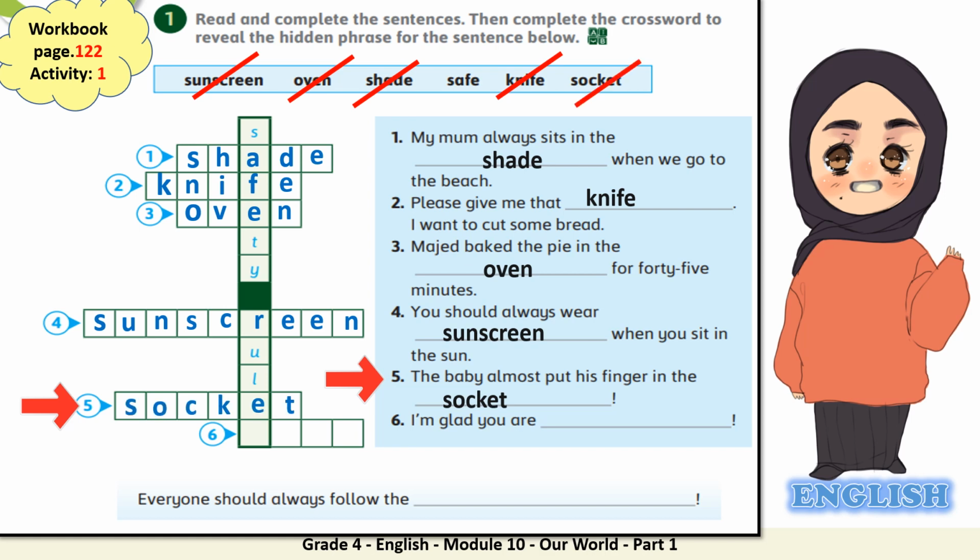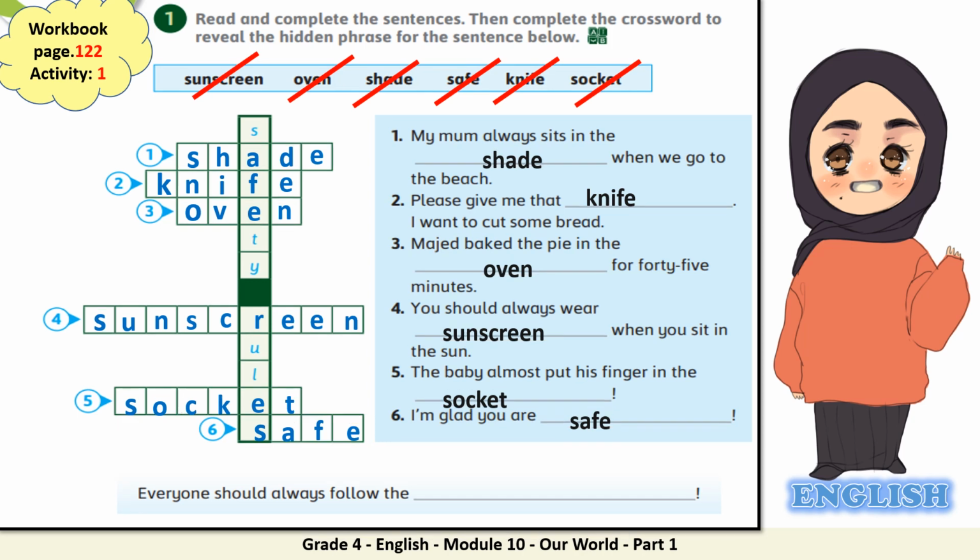Let's write it over there. Last one we have, we're almost ready for our hidden phrase. 6. I am glad you are safe. Now can you read your hidden phrase? Let's check the sentence. Everyone should always follow the safety rules. Our hidden phrase is safety rules.